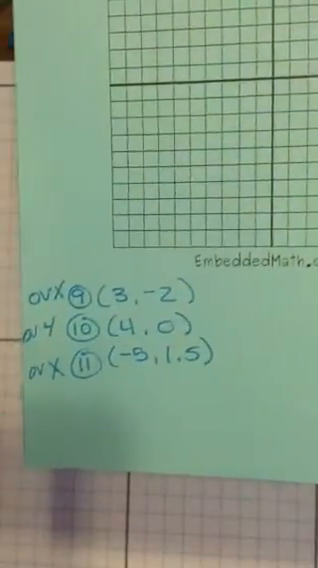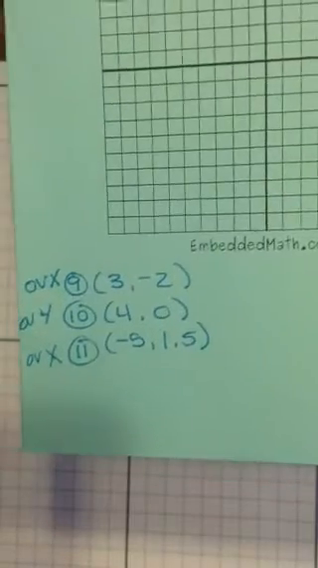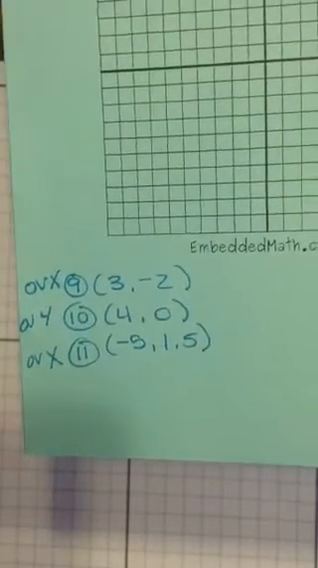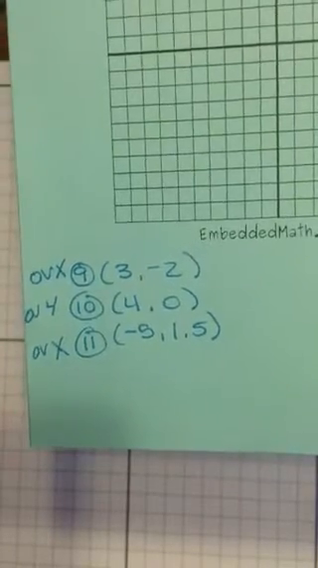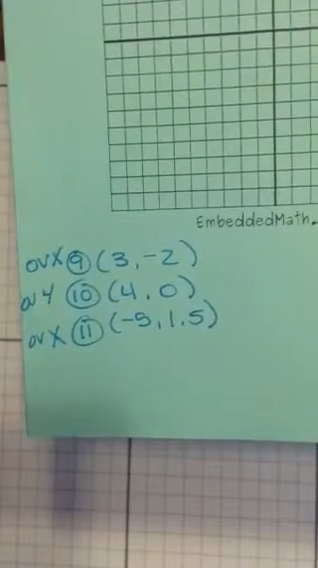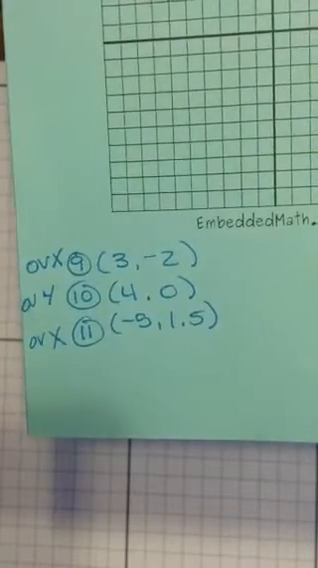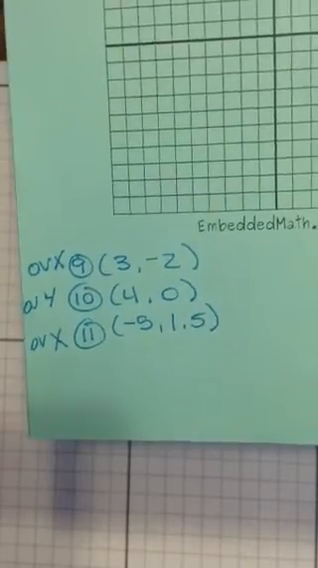Hi, 6th grade. Let's start this part of the video off by writing down these coordinates. Number 9 is 3, negative 2, and we're going to reflect it over the x. Number 10 is 4, 0, and we're going to reflect it over the y. Number 11 is negative 5, 1.5, and we're going to reflect over x.